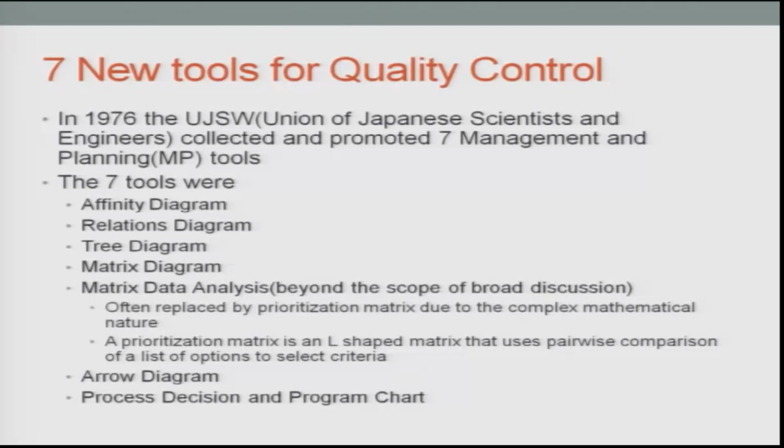So, continuing with the 7 new tools of quality control. In 1976, the Union of Japanese Scientists and Engineers collected and promoted the ideas and the concept of 7 management and planning tools. So, these tools and the emphasis of these tools were in the following areas and how the concept could be utilized. One is basically the affinity diagram, and it will give you the core idea, not directly, but definitely what the cause and effect are and how these things can be analyzed.